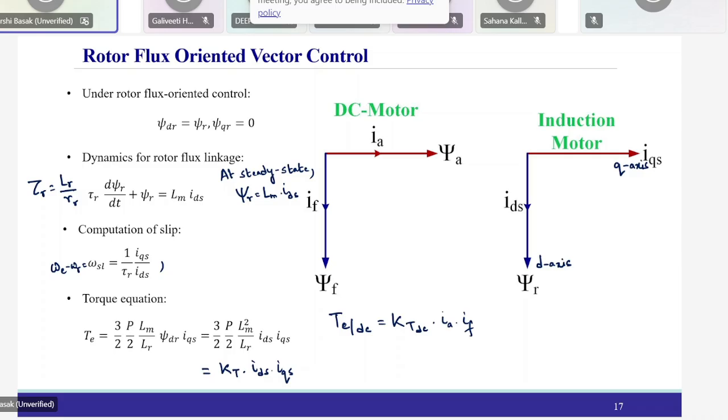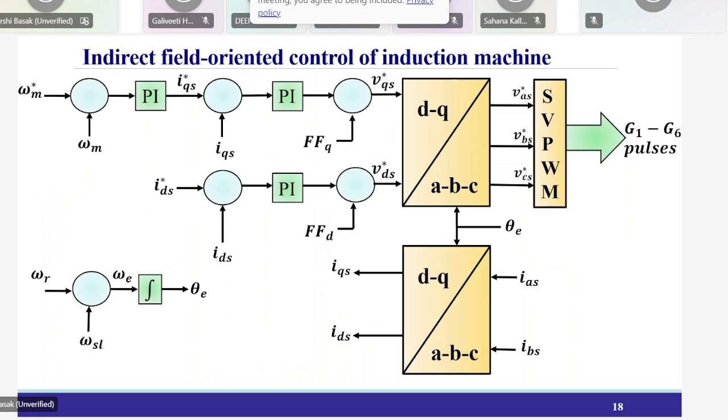Okay. So this is a basic expression, and here you have psi F and you have your IF as well. So this is the analogy with the DC motor, that you will be able to achieve DC motor like performance if you can go for the vector control drive. Now we will talk about two types of vector control. There are two approaches to rotor flux oriented control. One is called the indirect field oriented control of induction machine. The second one is the direct field oriented control.